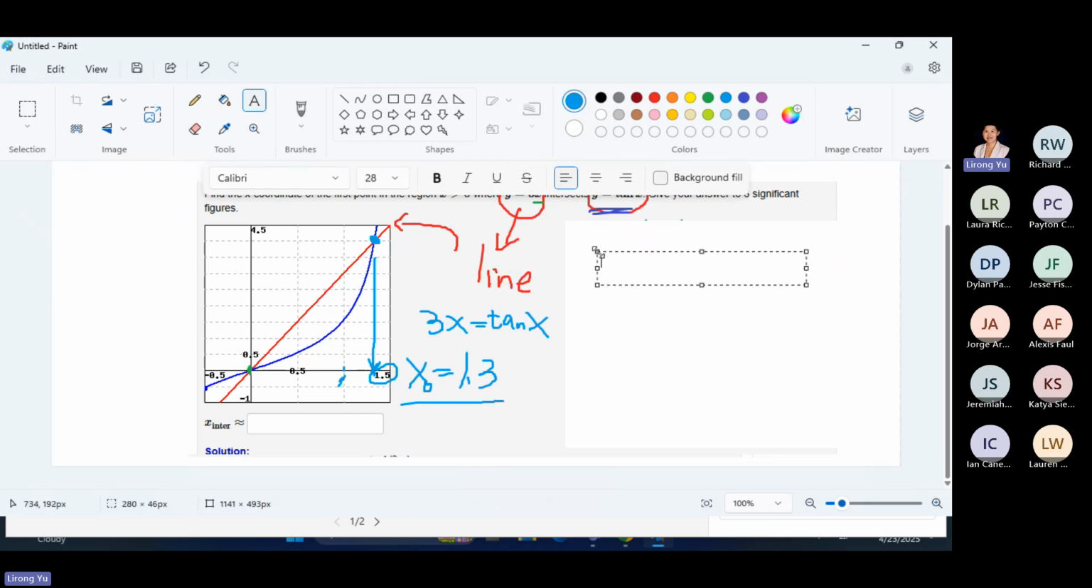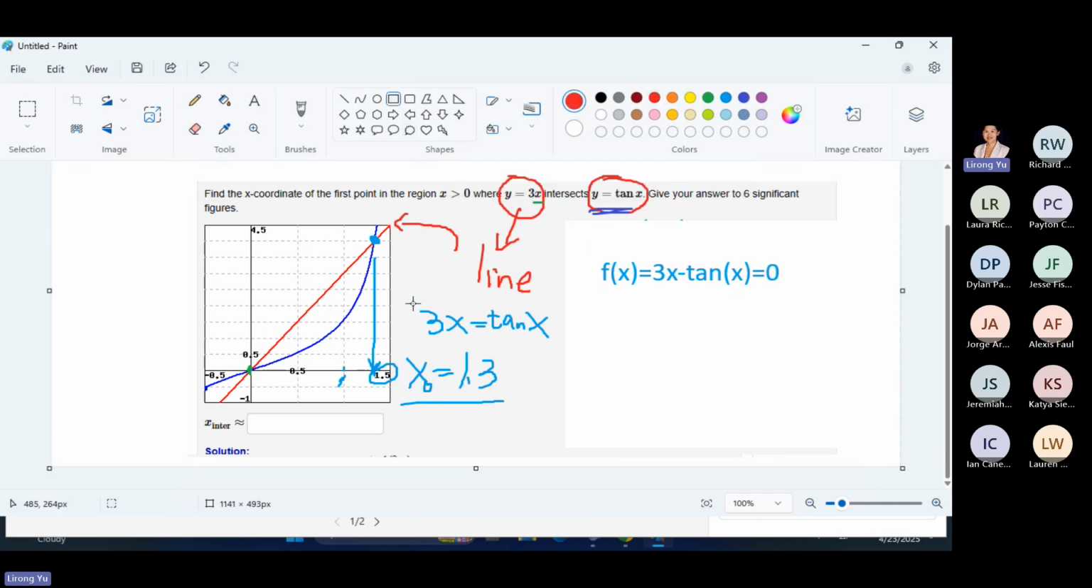If we're applying Newton, we have to make sure everything is on the same side of the equation. So subtract tangent x from both sides. You have 3x minus tangent of x equal to 0. This is not the same equation, we made a slight change, because if you want to apply Newton, the right side has to be 0. So we don't want to keep the tangent on the right. We have to move the tangent over, but it has to be subtracted. Are we okay? So that's our f of x.